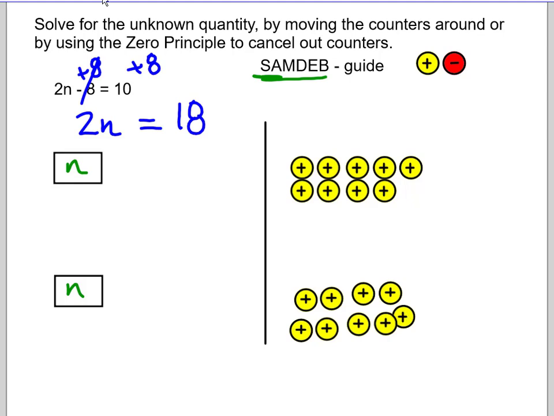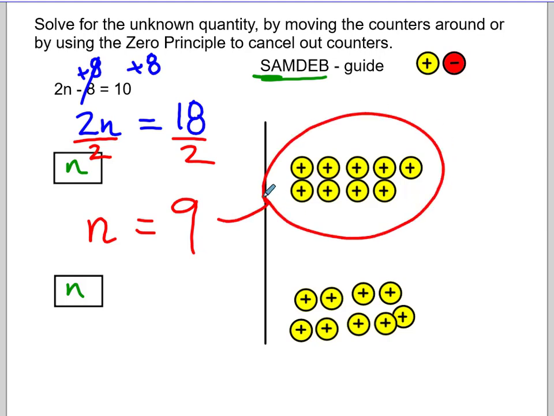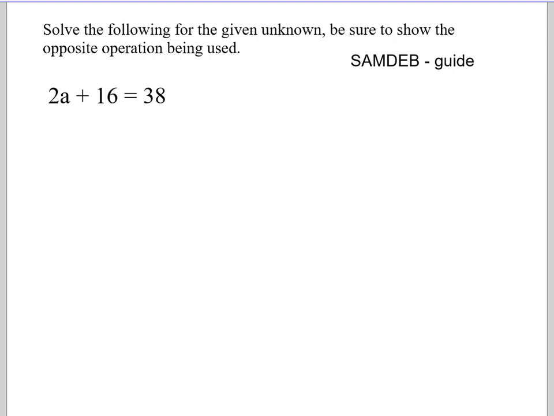The opposite operation of multiplying by 2 is dividing both sides by 2, and we are left with n equals 9, which is how much we have right here. Okay, so now we can't draw the pictures all the time. Some questions just won't be very friendly for that. So we're going to start practicing without it.